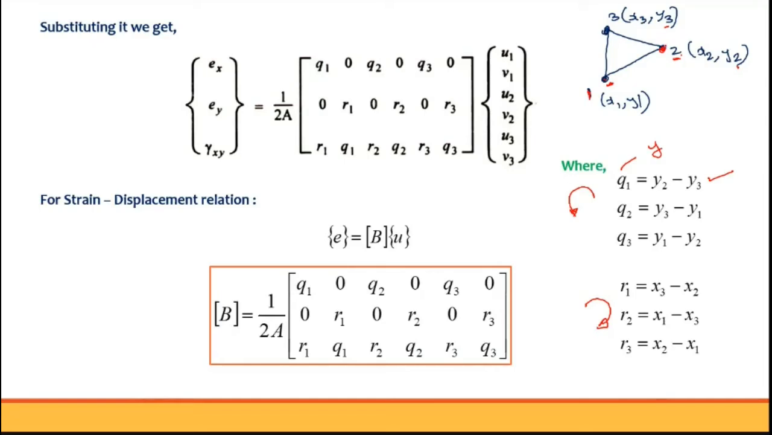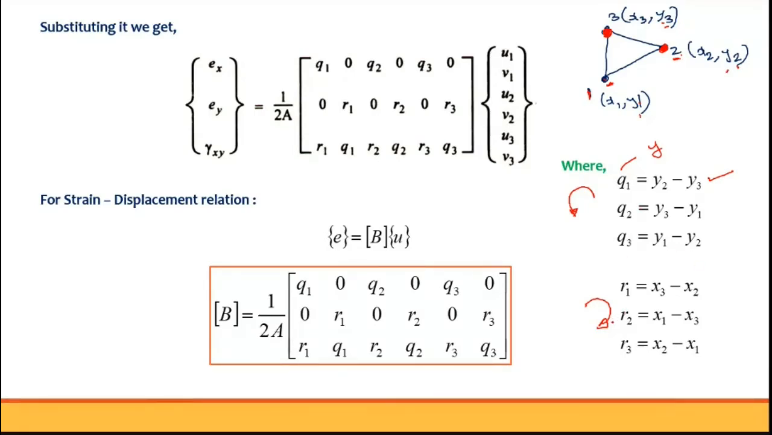For example, if I want Q2, move in anti-clockwise, so Y3 minus Y1. So first 3, then 1. If I want Q3, move in anti-clockwise, Y1 minus Y2. That is how you can remember this.